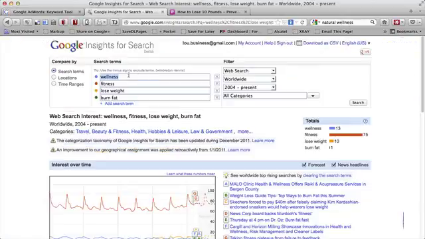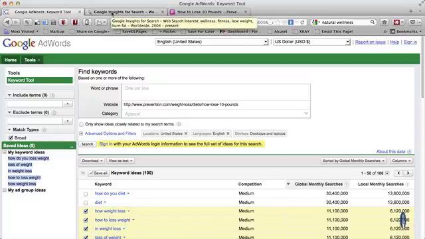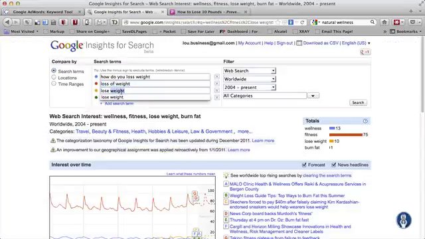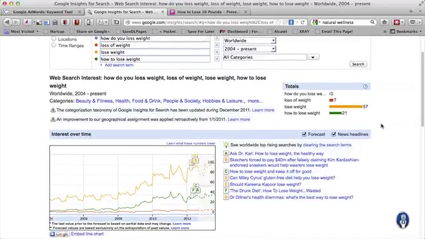Insights. How do you lose weight? Loss of weight. Okay, so it's all about weight loss basically. And let me compare that to lose weight and how to lose weight. Okay, so that gives me a pretty good look at the idea that lose weight is increasingly more active as a search phrase, and then next how to lose weight, then loss of weight.